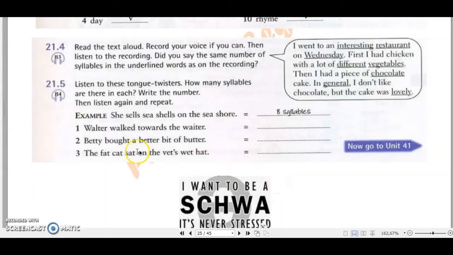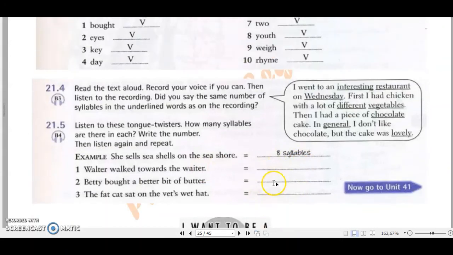Okay? So, she sells seashells on the seashore. Walter walked towards the waiter. Betty bought a better bit of butter. The fat cat sat on the bed's wet hat. That was difficult. Okay, so try to understand and try to find the syllables here and write them there, and then we will correct. Okay?